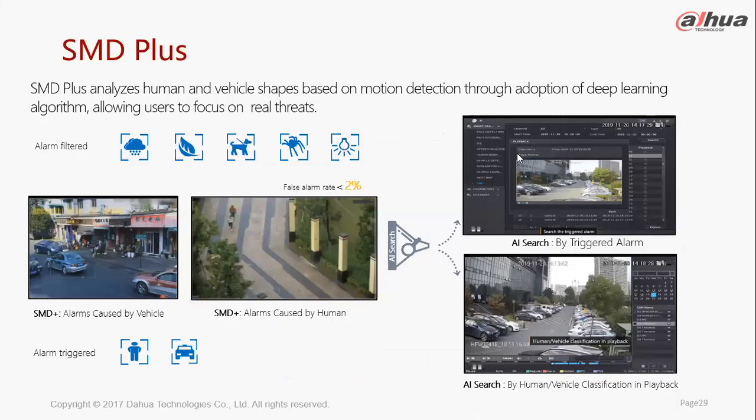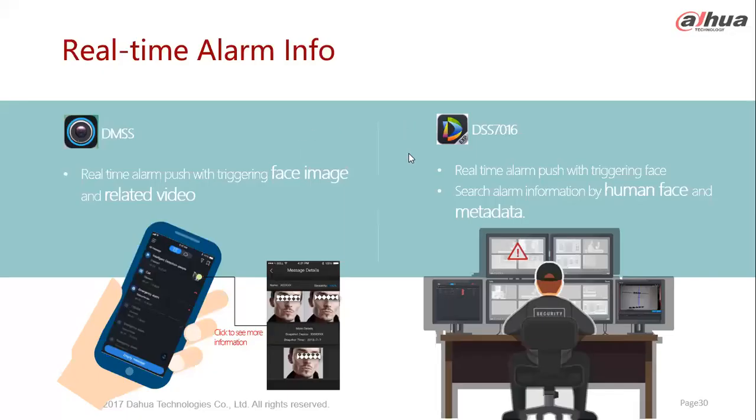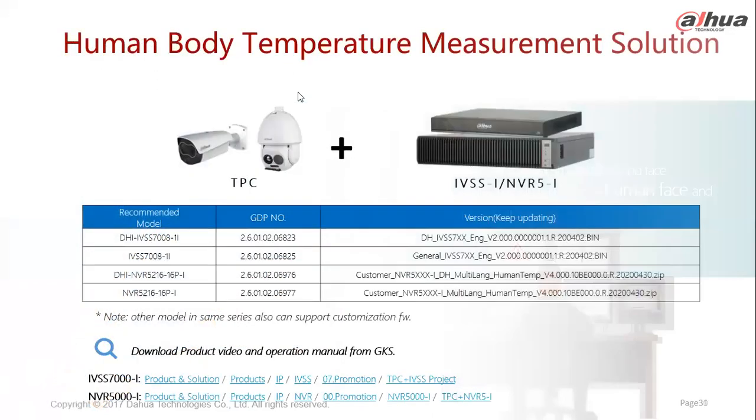So we talked about SMD plus. I'll not repeat on this side. So also real-time alarm information. The support for alarm push is about forwarding of alarms, whereby in case an alarm occurs on the NVR, it will be forwarded to your phone, and you'll be able to check. If you have DSS, you can do searching on metadata and refine the search.